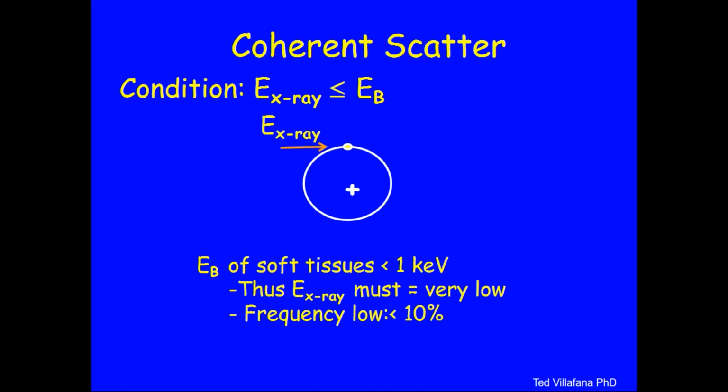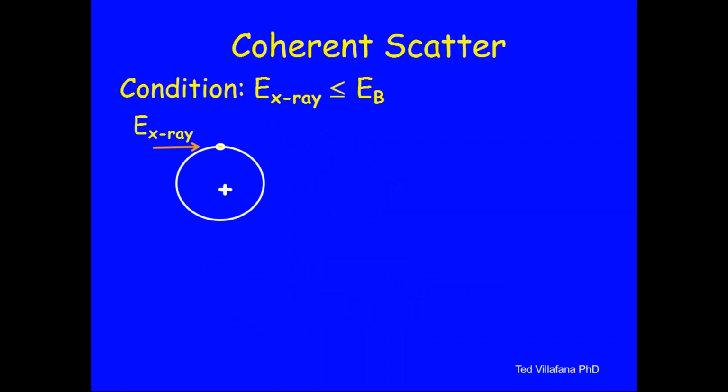It's there, but many times we can just ignore it or neglect it because other mechanisms are so much more predominant. So the first feature of this is that the X-ray energies have to be less than the binding energies, and the second feature is that the frequency of this interaction is going to be relatively low.